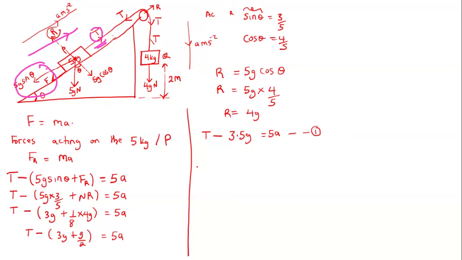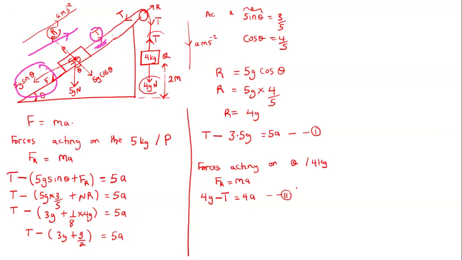The second equation, we are going to say now forces acting on Q, or someone can say on the 4 kilogram load. So when you look at it, since this body is moving downwards, because it is the one pulling, it means that this force here is bigger than the tension. So what are we going to say? It means that our resultant force F_R is equal to ma. So the resultant forces, we shall have 4g minus the tension, this force upwards, is equal to m, which is 4, times a. Now, this is our second equation.